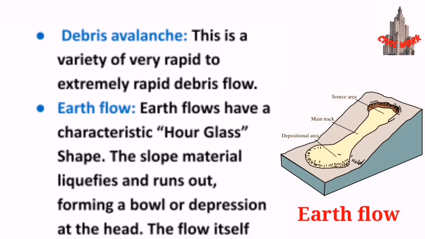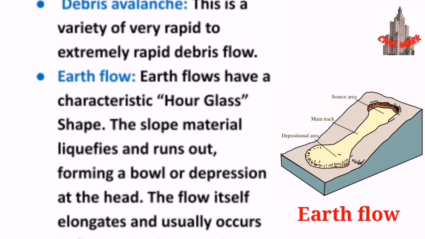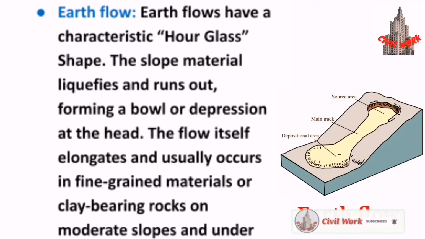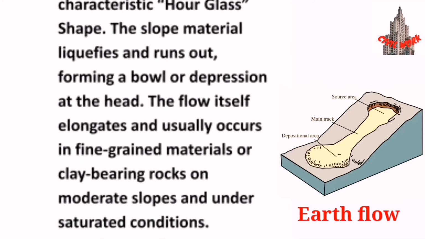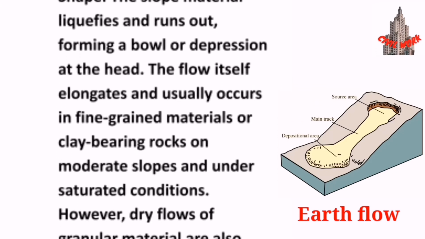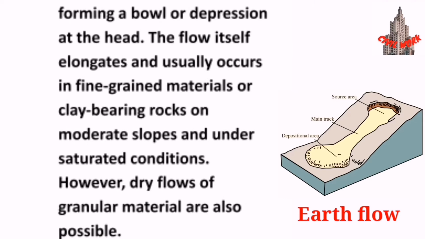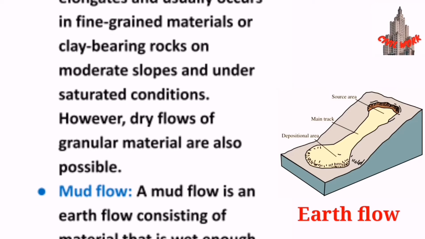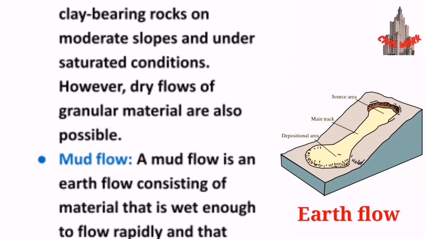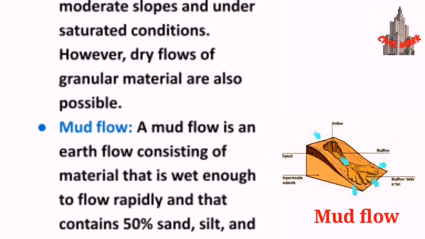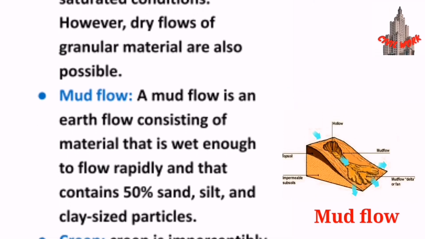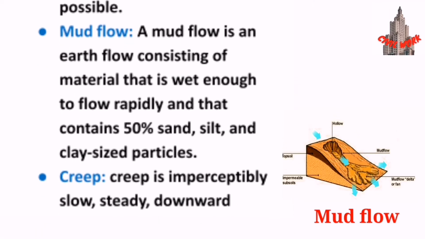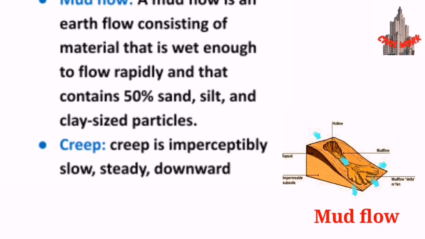Earth flow. Earth flows have a characteristic hourglass shape. The slope material liquefies and runs out, forming a bowl or depression at the head. The flow itself elongates and usually occurs in fine grained materials or clay bearing rocks on moderate slopes and under saturated conditions. However, dry flows of granular material are also possible. Mud flow. A mud flow is an earth flow consisting of material that is wet enough to flow rapidly and that contains 50% sand, silt, and clay sized particles.